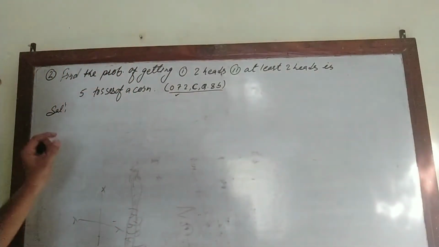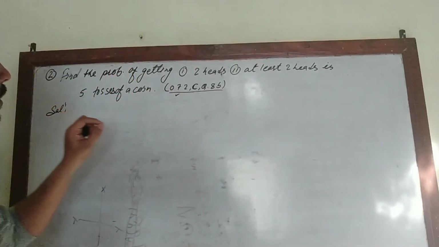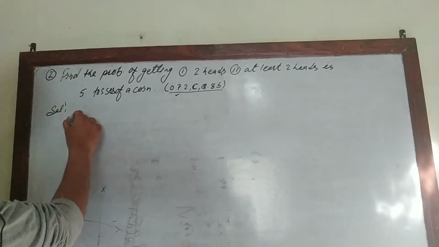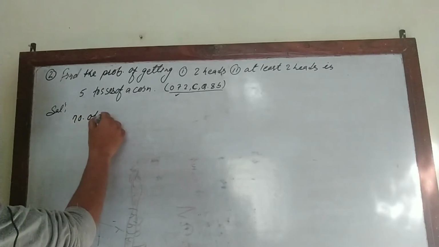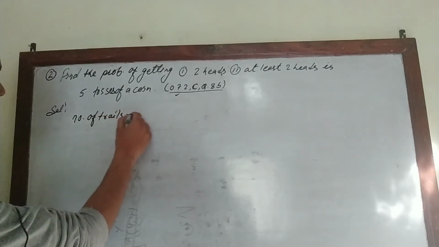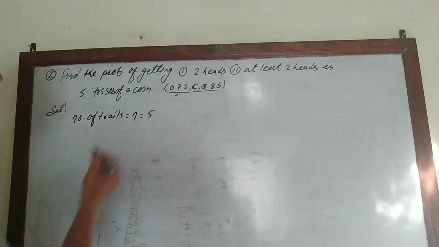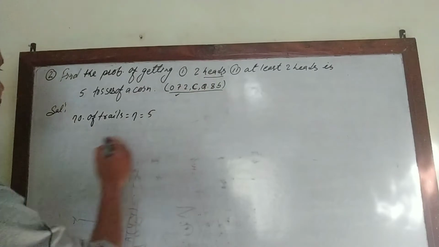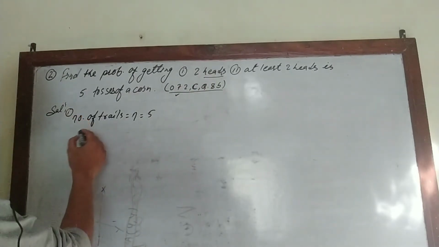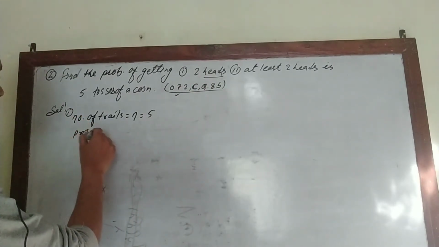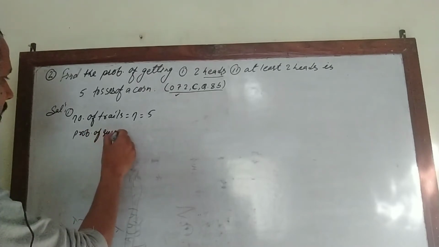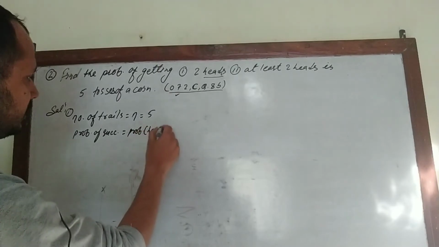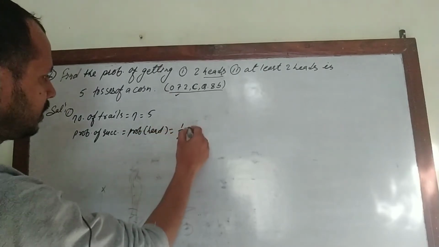So here what do we see? First of all, we need to determine the number of trials. 5 tosses of a coin. So we can write here number of trials n is equal to 5. We need head for question number 1. So the probability of successful outcome is equal to the probability of getting head, that is 1 by 2, and this is p.